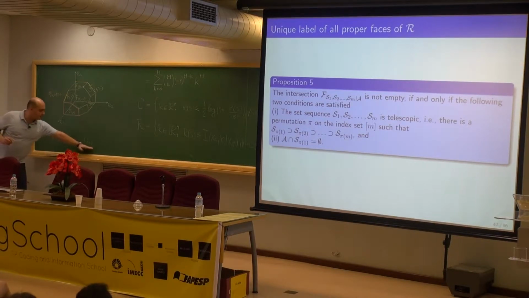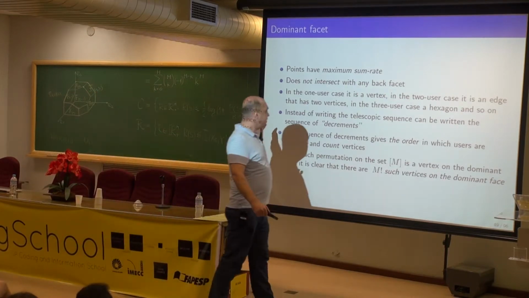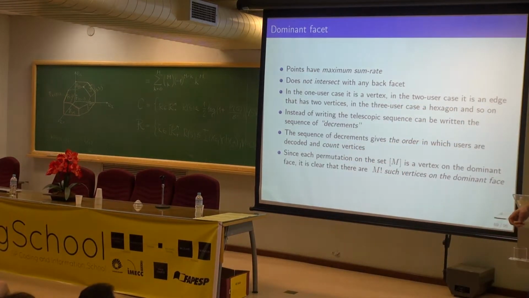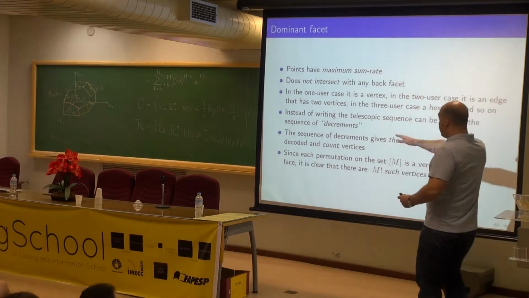So what do you observe? How does this compare to this intersection? Each time we decode, it's just we have some differences. The difference between this and this set gives us 1, and the difference between this and this gives 2, and the last one is 3. So that's the order. The decoding order is given by this sequence of decrements, and we can use either way to label the vertices. And this sequence gives the order.